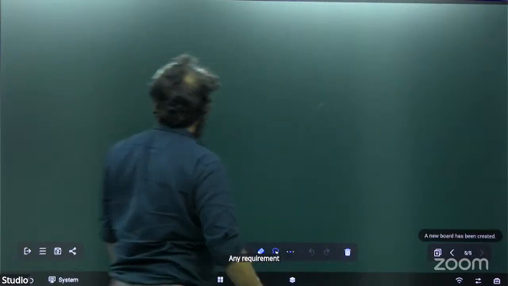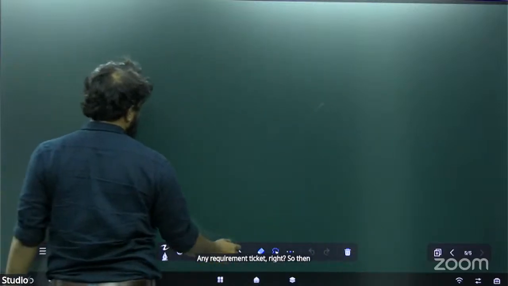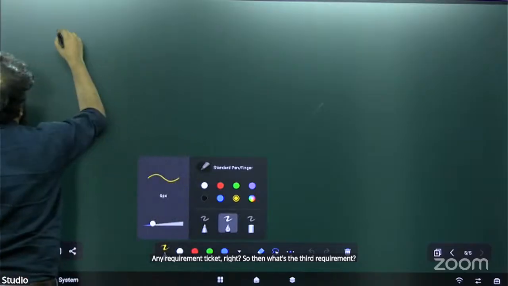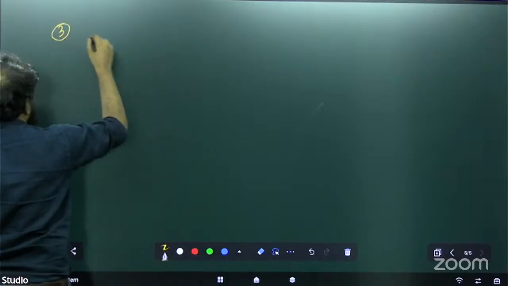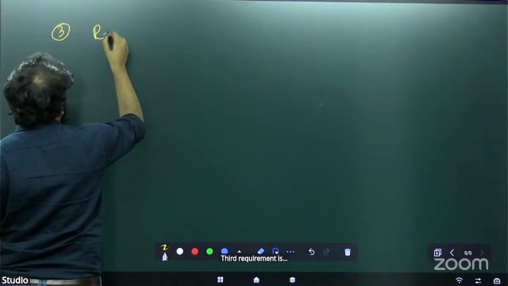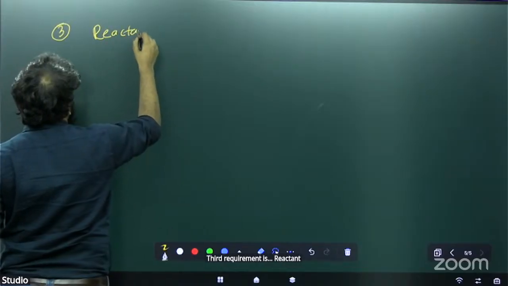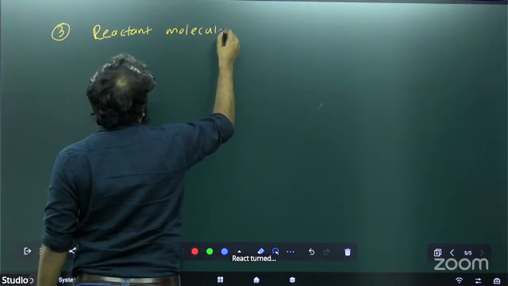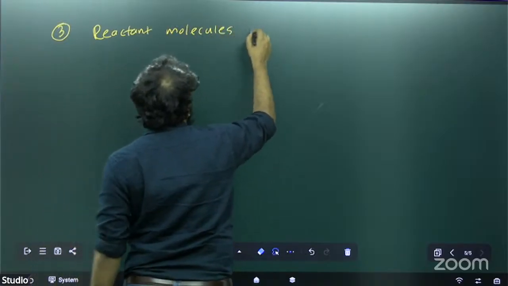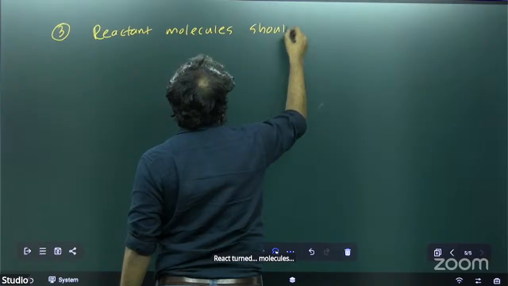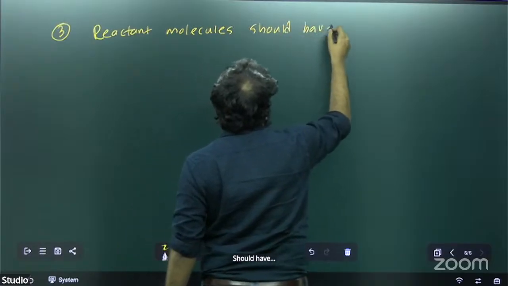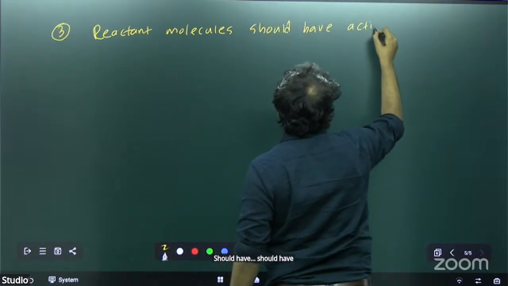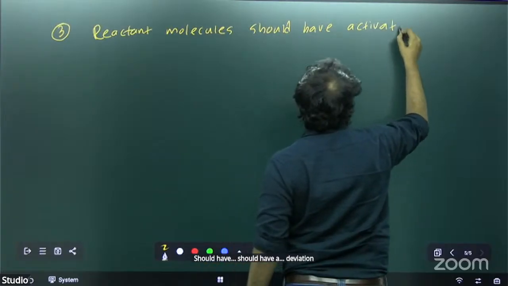Right? So what is the third requirement? The third requirement is reactant molecules should have activation energy.